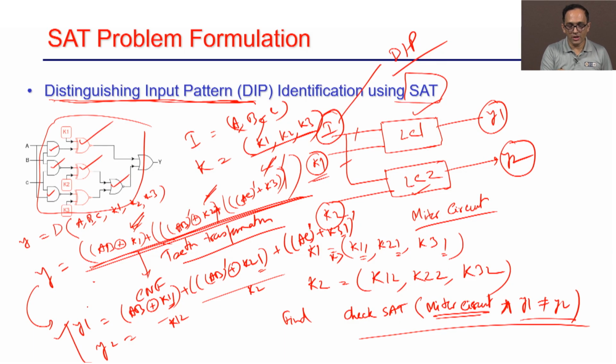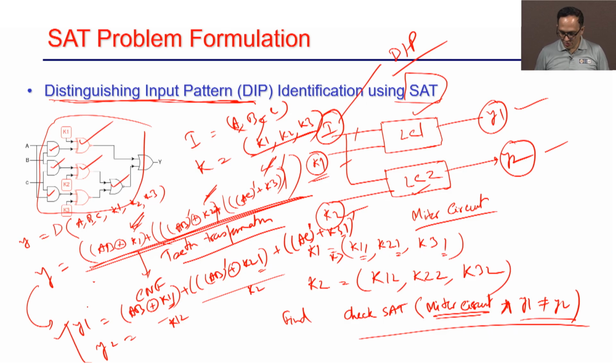So, that is why this input is called the distinguishing input pattern, right. Why is this distinguishing? It is distinguishing these 2 keys K1 and K2, because your output is different. You are giving the same input to these 2 circuits, with 2 different values of the keys, and for these keys I am getting 2 different outputs.